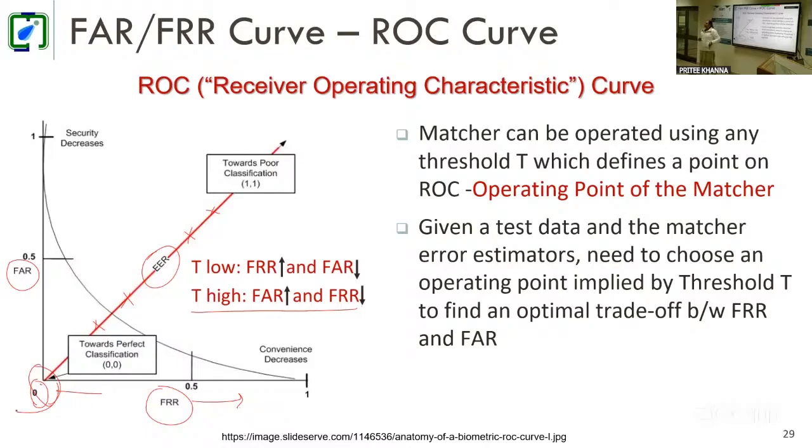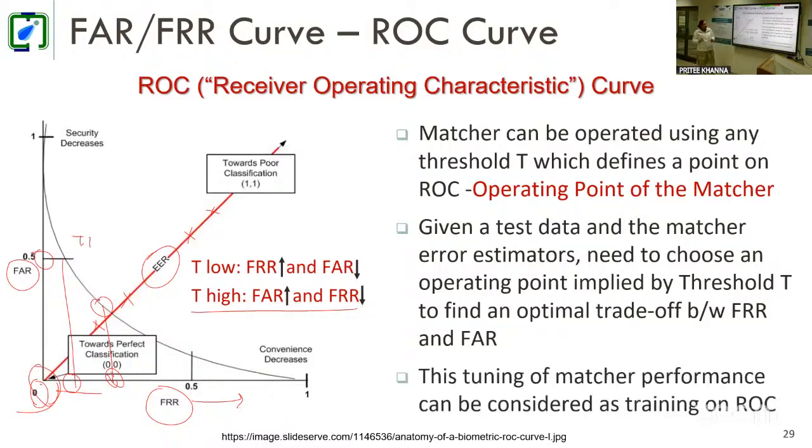Your matcher is operating at different thresholds, so you choose a threshold and put in the value. Let us say you have chosen one threshold T1. At this T1, this is your FRR and this is your FAR. Now with another threshold, this is your FRR and this is your FAR. That is how this curve is plotted, by choosing different thresholds. So tuning of the matcher performance is considered as training of the system.